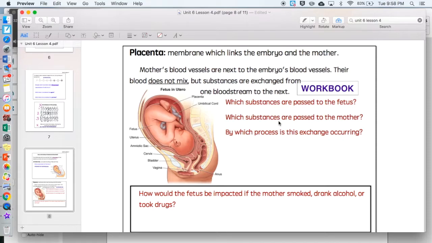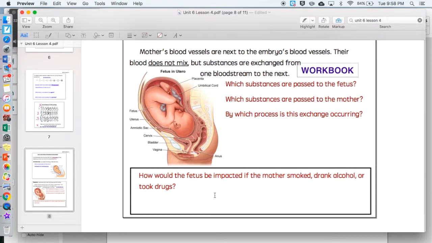So remember, the fetus is not breathing inside the uterus. Its lungs don't work yet. And it's also not, quote, peeing inside the mother. So its waste is all being passed back through the bloodstream of the mother. So think about the specific substances that are passed from the mother to the fetus, and then the specific substances that are passed from the fetus back to the mother, who then can excrete the waste for the fetus. And our favorite process, which process is this exchange using? Go ahead, write that there. We'll go over it through your workbook.